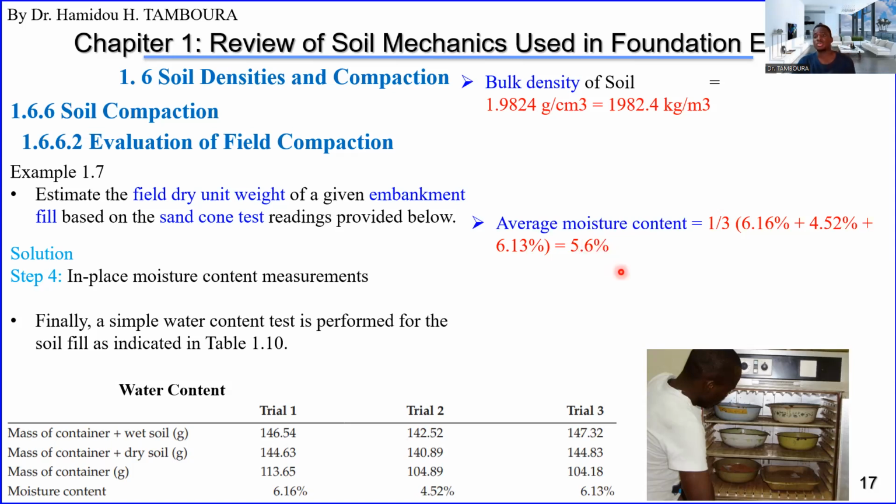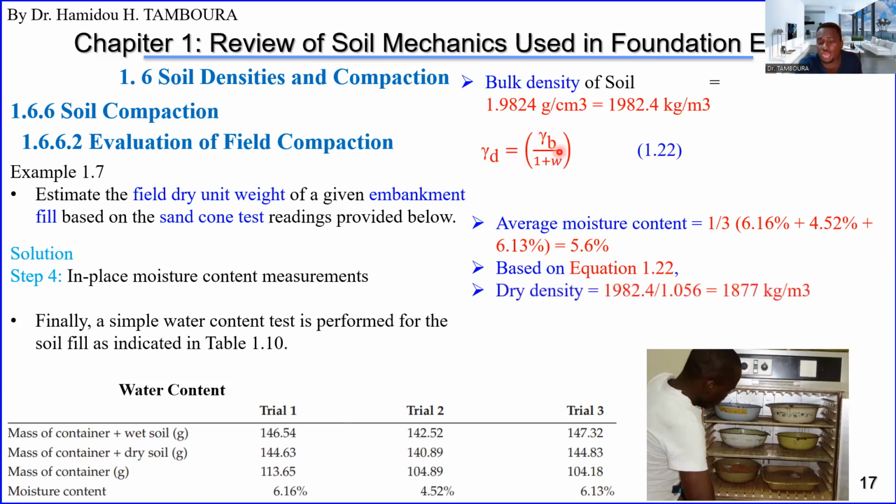But some people don't do that. They just do only one test, one sample, and that's all. So if you now have the water content and the bulk unit weight, from this formula, you can obtain the dry unit weight, right? By using this formula, you can obtain the dry unit weight, which is here: 1877 kilograms per cubic meter.